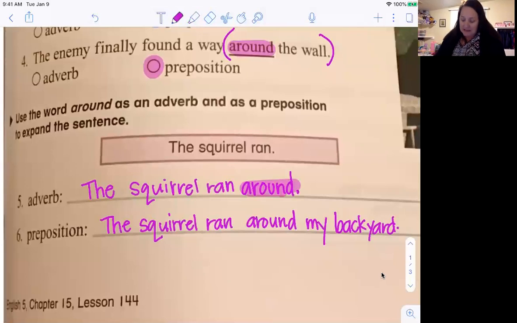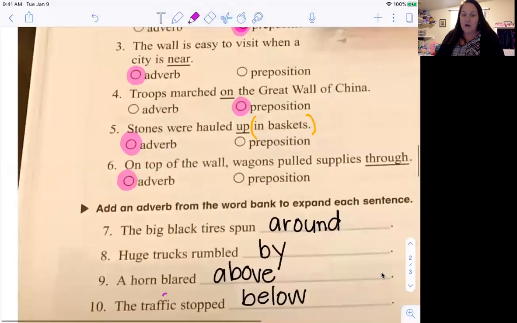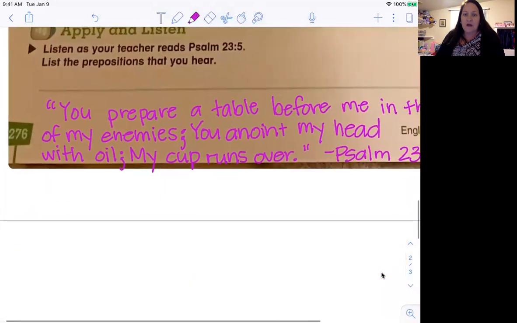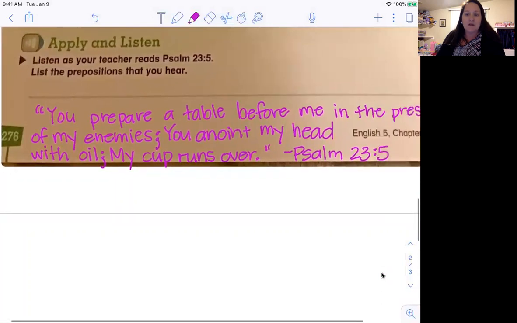In this sentence, the second one, around my backyard is a prepositional phrase, and the prepositional phrase begins with the preposition around. So this is what I want you to do. You're in a minute going to do the second page. It's page 276. But first I want you to turn the page over to 276, and we're going to do the bottom together. Now, I know you see the answers down here, but I do have the answers. But let's look at page 276.